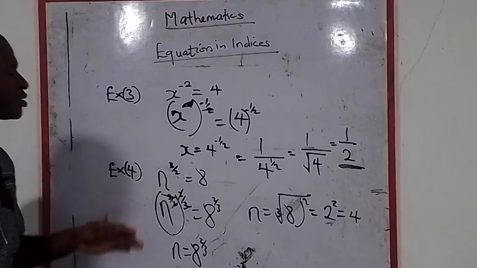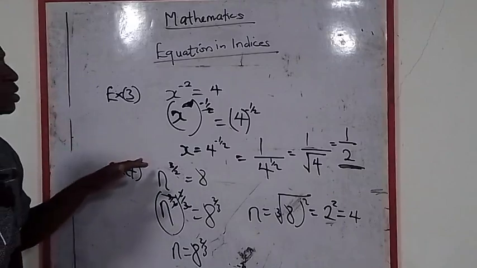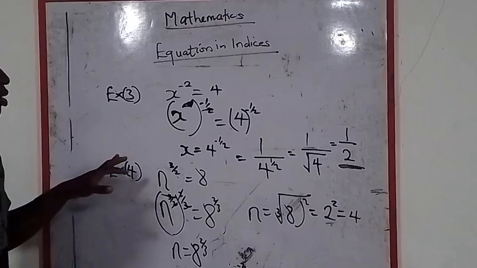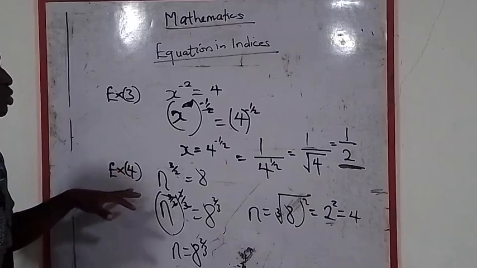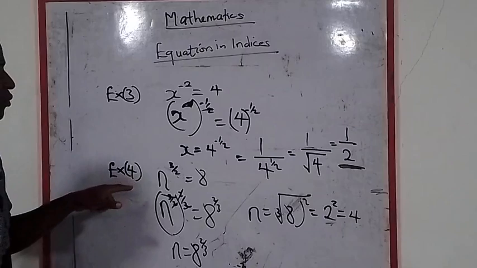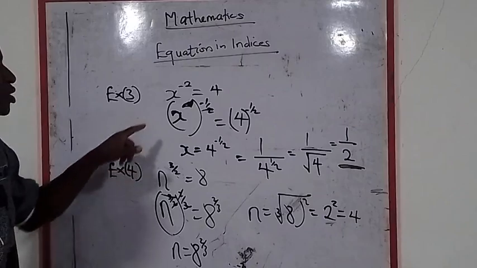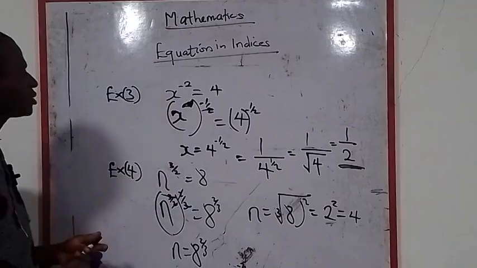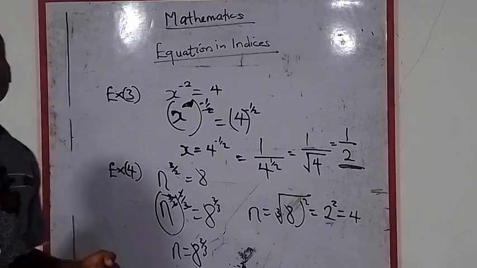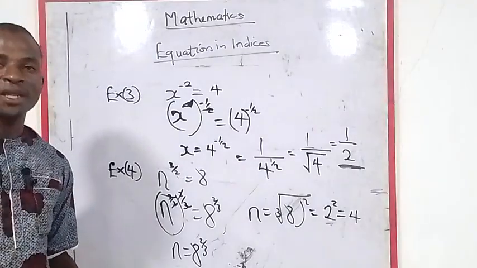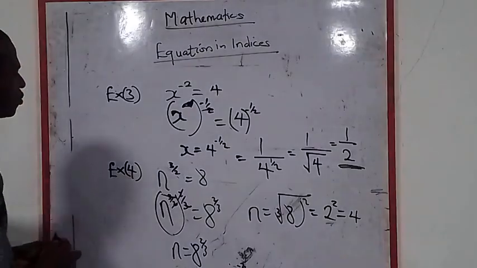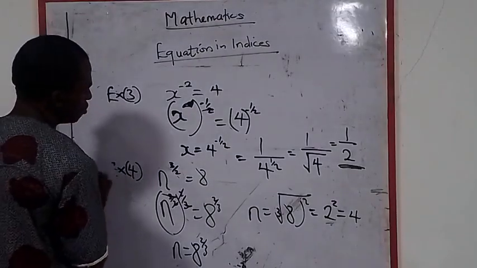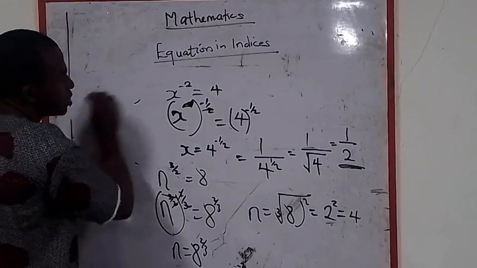I think this is the first aspect of the questions where we have the unknown as the base number. But there are other aspects where the unknown will not be at the base, but at the power. We are going to those kind of questions now. So you try to understand what is happening here.